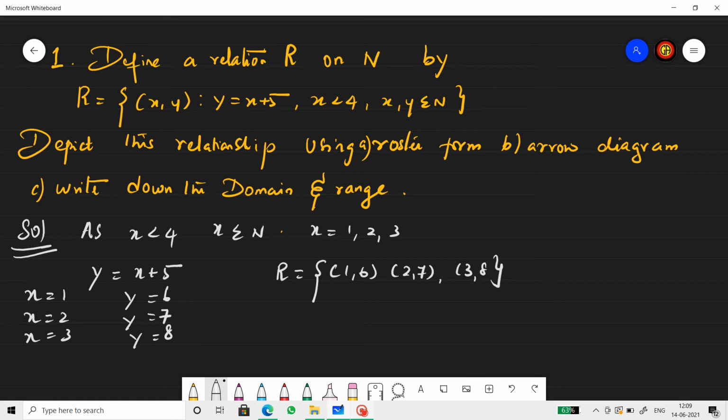Now, the first part of the question is to write the relationship in roster form. I've done that. So, this is the roster form. Next is to do it by arrow diagram. Arrow diagram.